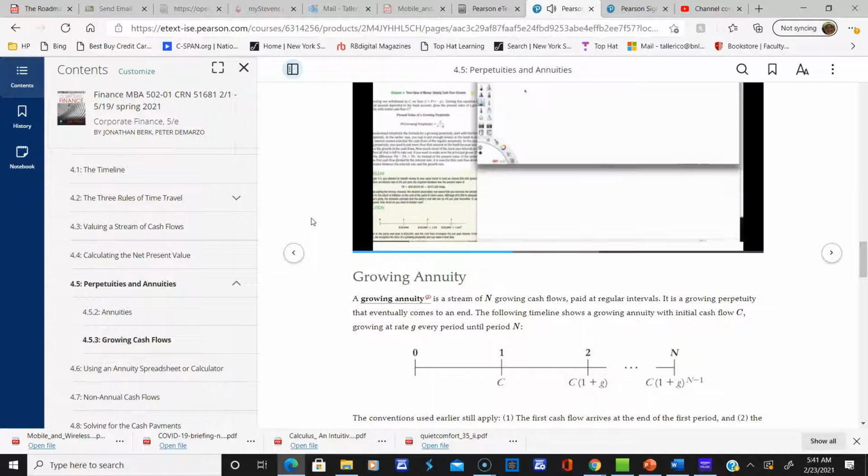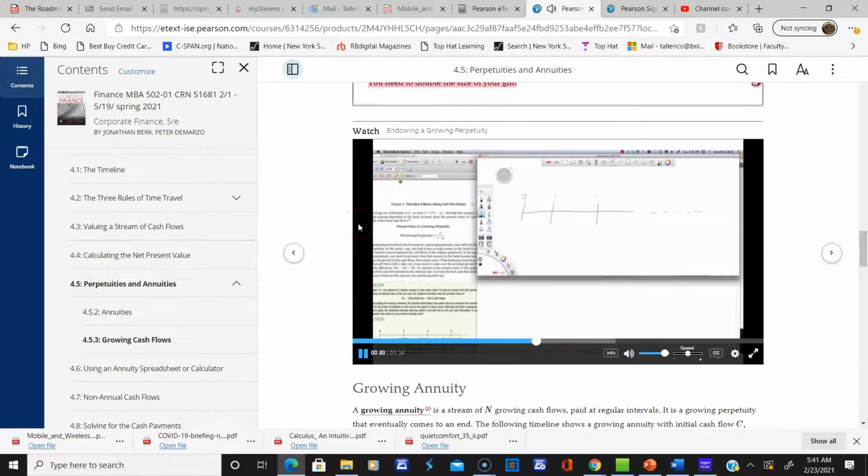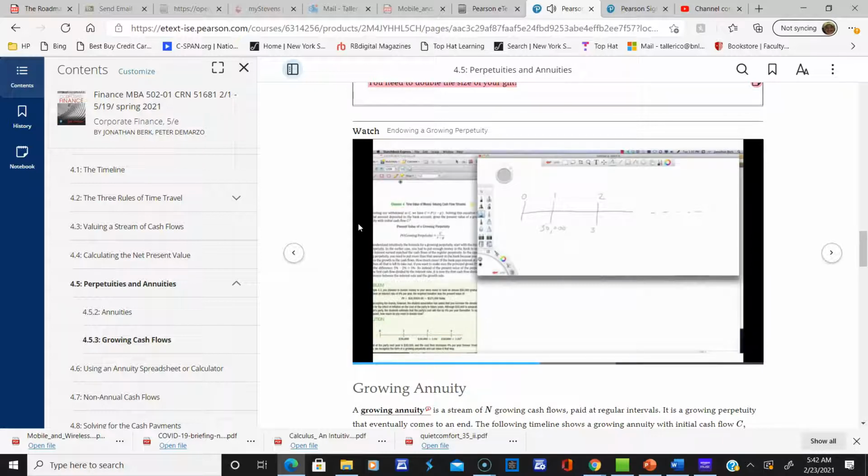To do that, we first write down the cash flows we want on a timeline. We want $30,000 in the first year, and after that we want the amount to grow by 4% a year.